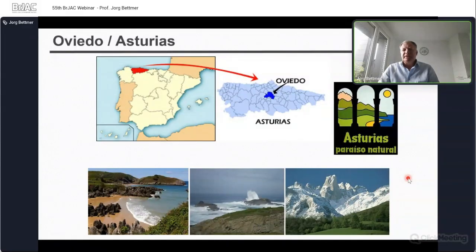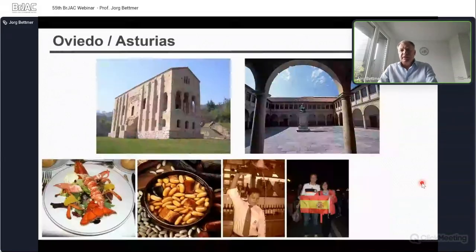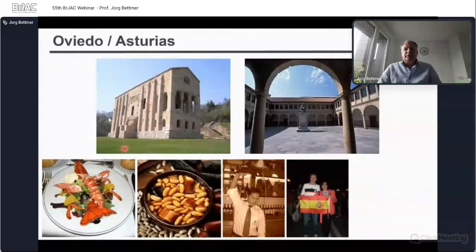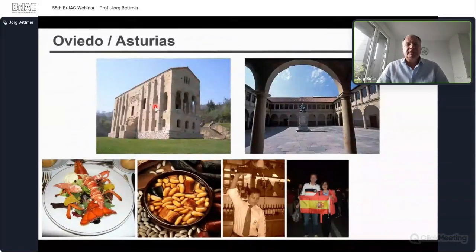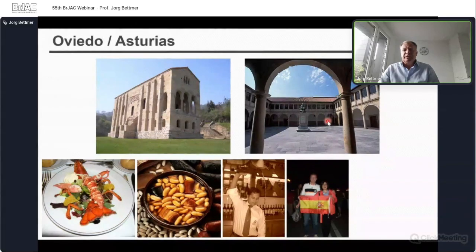So this area is completely different to the rest of Spain because it's very green. And this coast, for example, is called the Green Coast. And as I can just say, Asturias Paraíso Natural, I think this is completely true. We have beautiful buildings. For example, here you can see a building from the 9th century, and here this is the patio of the University of Oviedo, which is more than 400 years old.